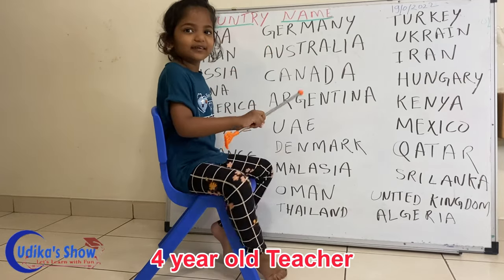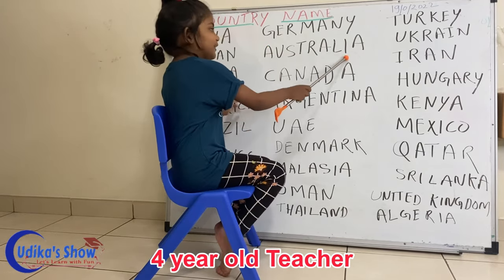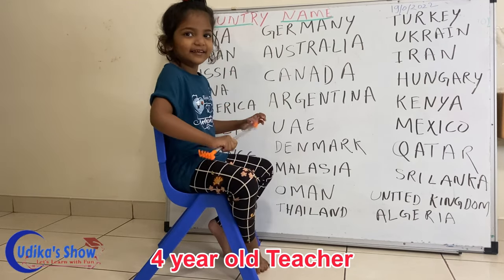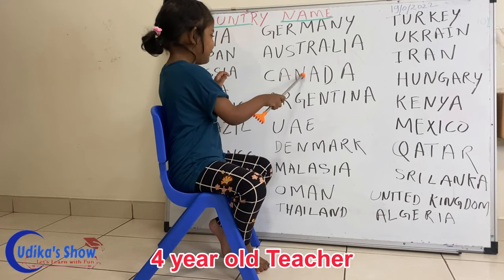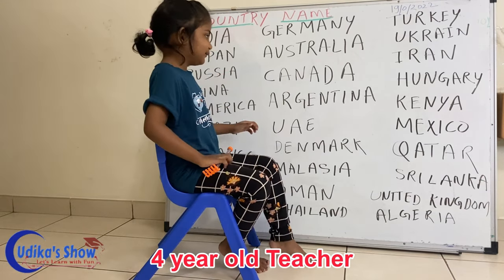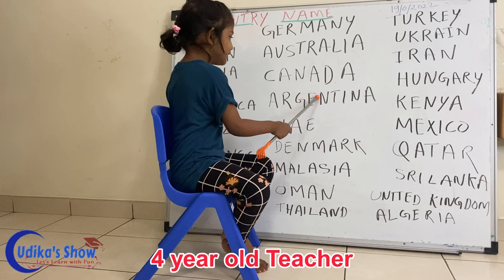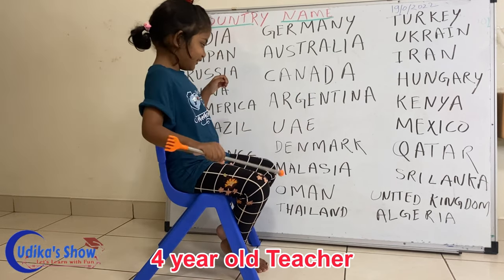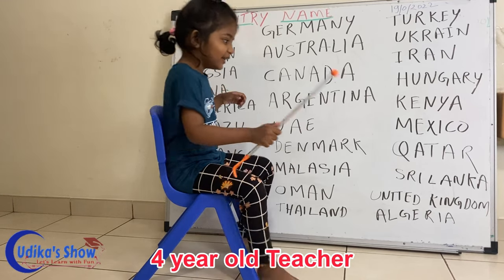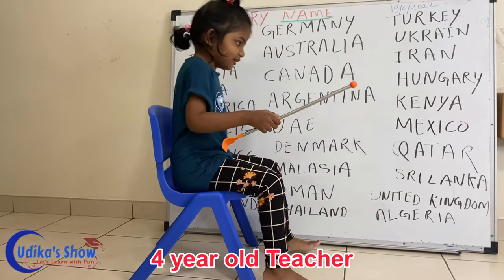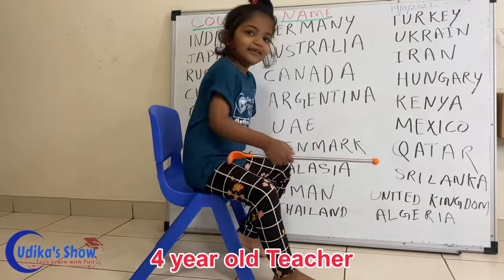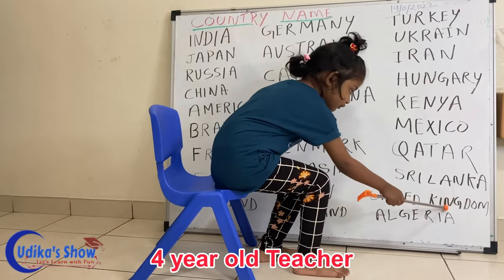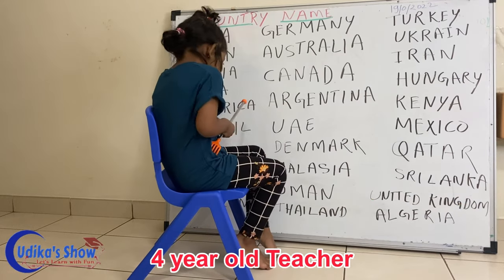What is this? This is Kenya. No, this is Australia. Okay. What is this? This is China. No, this is Canada. Okay. What is this? This is Argentina. What is this? This is Italy. This is Qatar. What is this? This is United Kingdom. United Kingdom. Yes, United Kingdom.